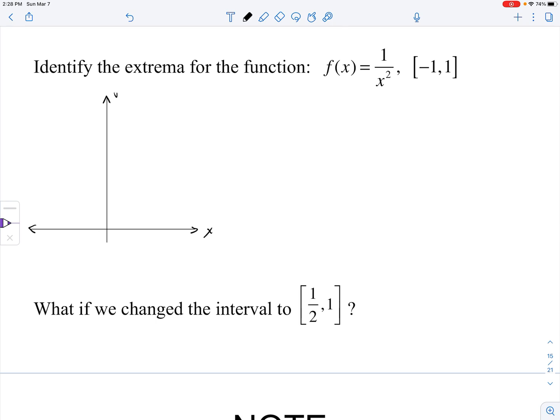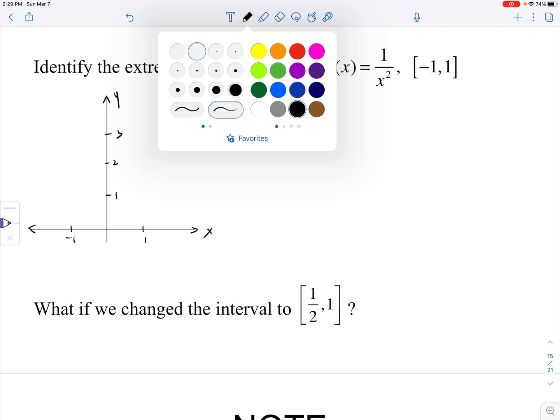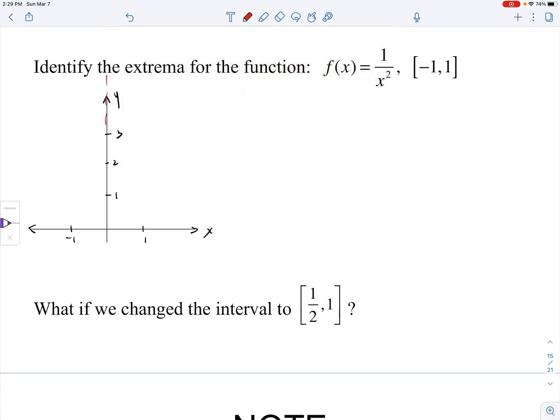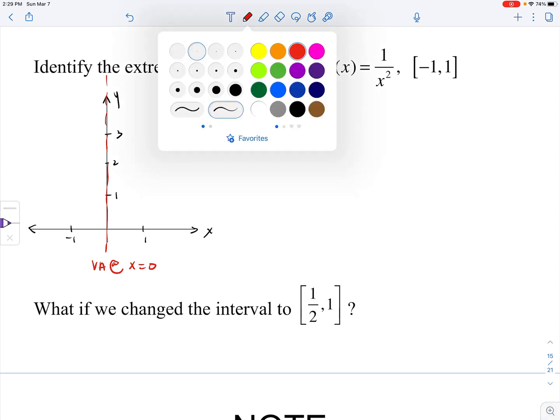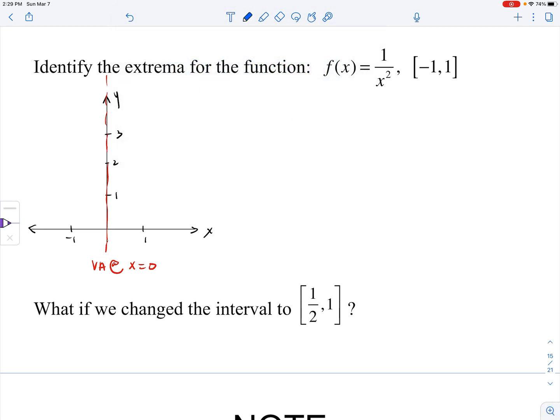I'm also going to graph it here, with my x and y-axis, from -1 to 1. Now, 1 over x squared has a vertical asymptote at x equals 0. It's undefined at x equals 0. And if I'm plotting points, there's a point at (-1, 1) and (1, 1).